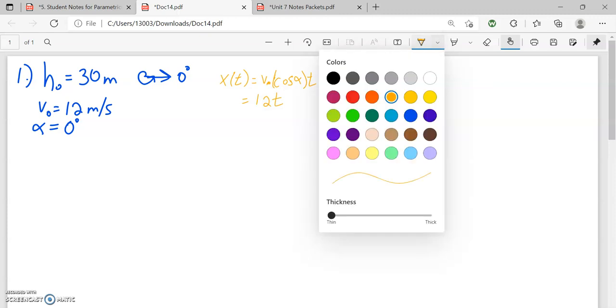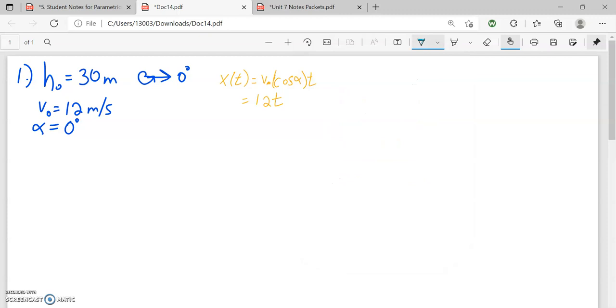All right, then we move over another color. What haven't we used? Whatever color that is. All right. Y of t. So the y position based on time is h naught, v naught. This one is sine of alpha.